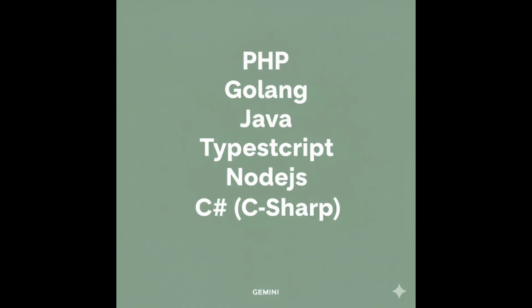There are a lot of programming languages used in backend development, right? Part of them is Node.js, PHP, Golang. We have Java. We have so many languages that are being used for backend development.